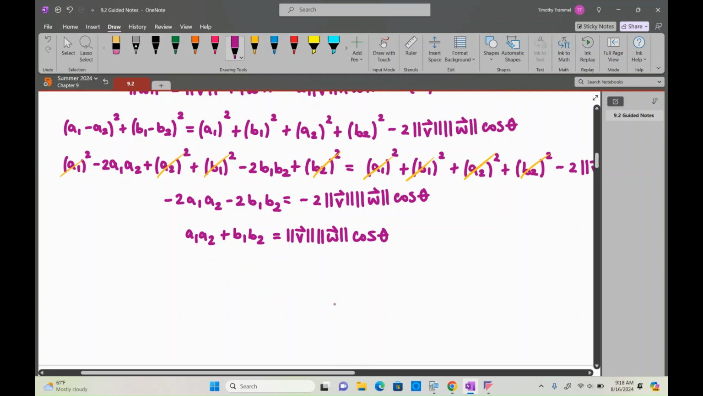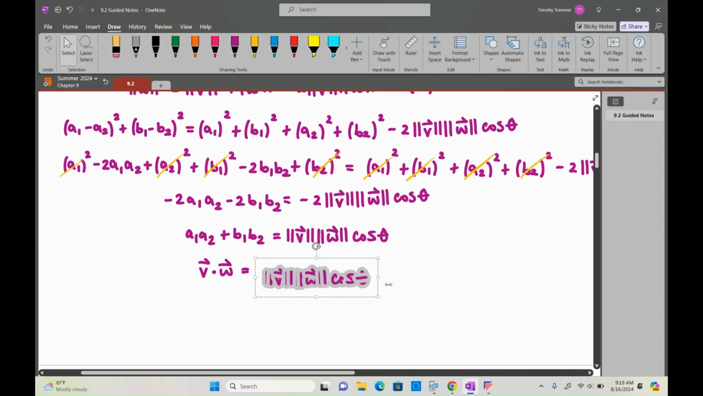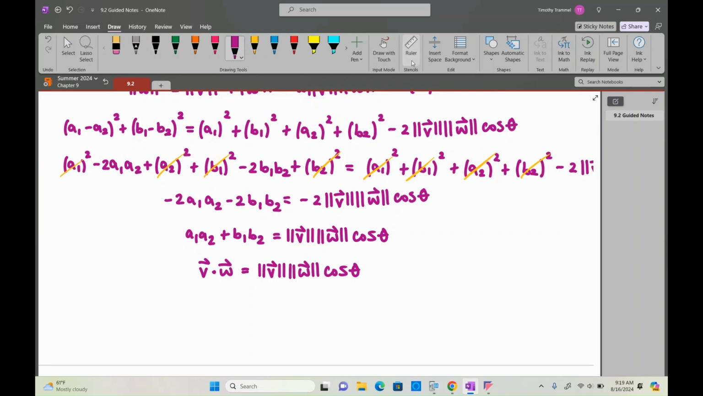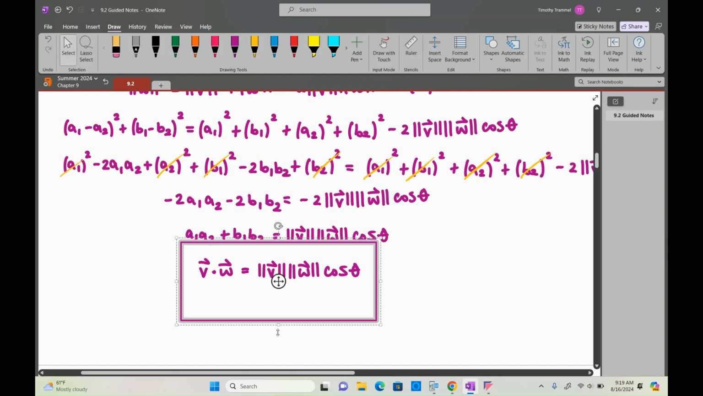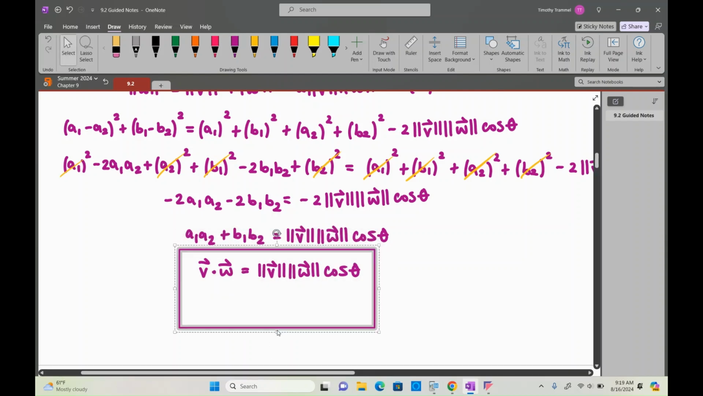So what this means is that v dotted with w could also be computed using this little formula right here. So we're actually getting a kind of bonus formula here. We're going to get two formulas in one. So this is one way, or a second way, maybe I should say, that you can compute the dot product.